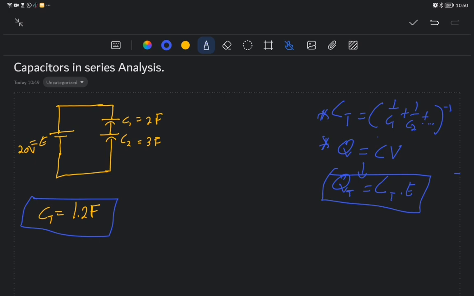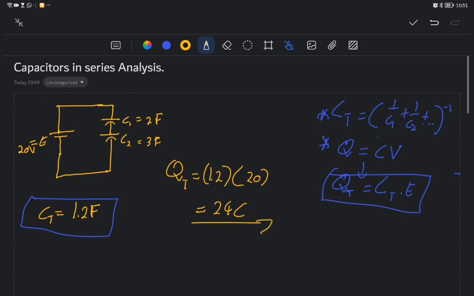So let's go to it. QT is equal to, what is CT? CT is 1.2 farads multiplied by E, which is 20. Remember, guys, we spoke about charge, so charge is in coulombs. So 24 coulombs. So that is our charge.